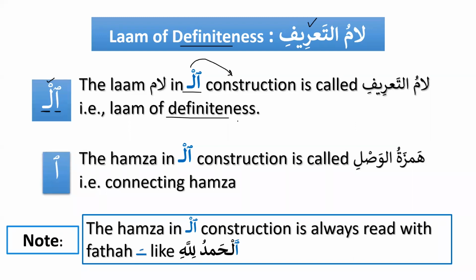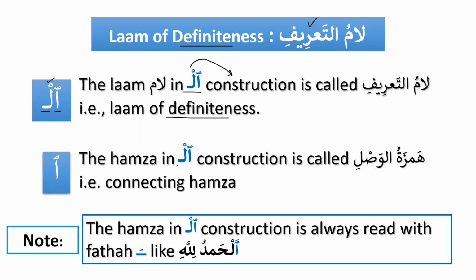And why do we say that this is lam of definiteness? Because it changes an indefinite noun into a definite noun. For example, it changes waladun, a boy, into al waladu, the boy. Rajulun, a man, ar rajulu, the man. And this is the hamza over here.